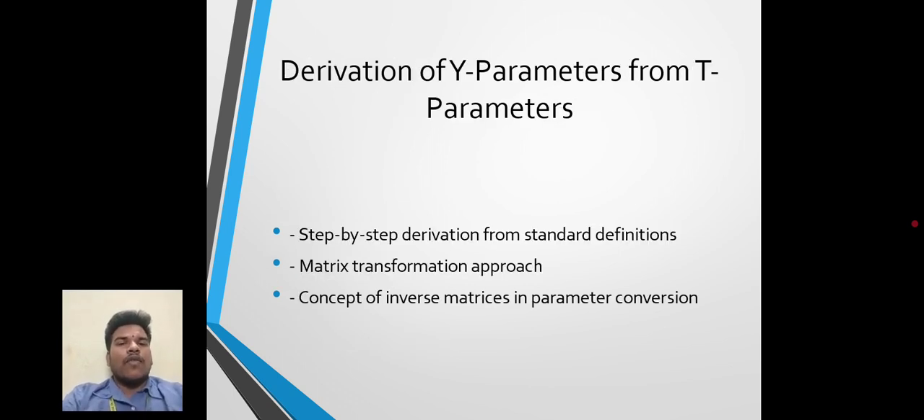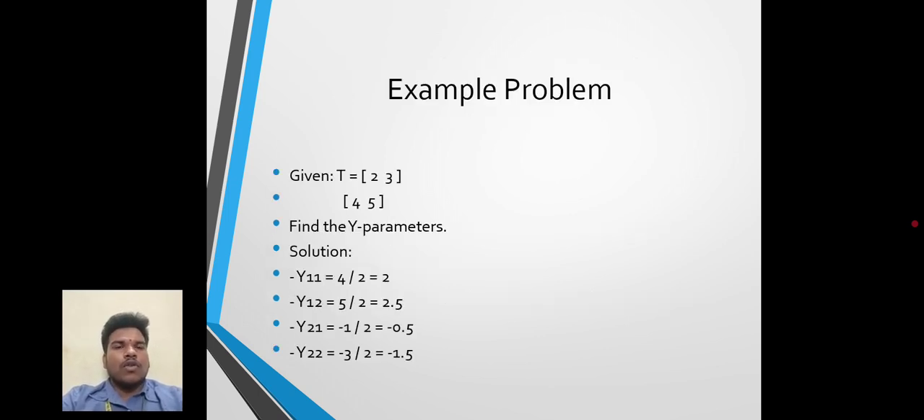Now, derivation of Y parameters from the T parameters. It can be obtained by step-by-step derivation from standard definitions, the matrix transformation approach, and the concept of inverse matrices in parameter conversion. To understand step-by-step derivation from standard definitions, first of all, we would like to have a brief introduction about the matrix transformation approach. So to understand it, let us take a problem.